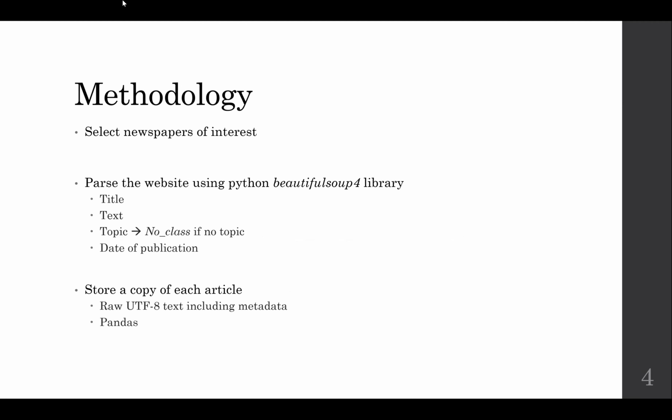So first of all, we have to select newspapers of interest. I'm going to show the criteria on the next slide. Then we parse the website using the Python library Beautiful Soup. We parsed the article and we extracted the title, text, topic. If there's no topic assigned by the newspaper, we assign no class, and the date of publication. Then we store the article with the metadata in a raw text format, and also in a pandas format.